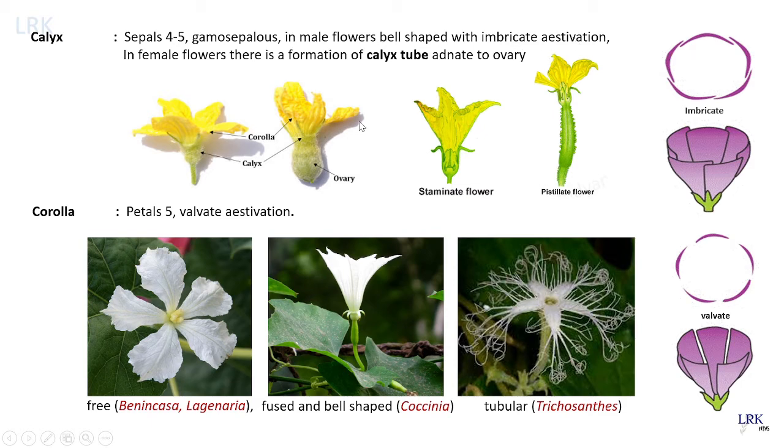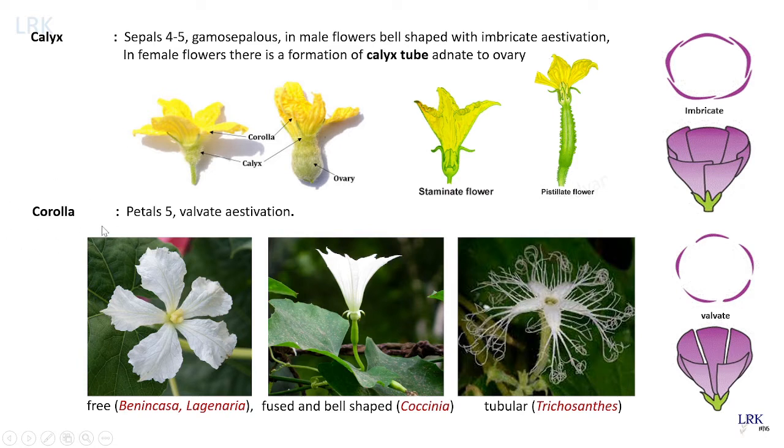So these male flowers are gamosepalous, bell-shaped, and show imbricate aestivation, whereas in the female flowers there is a formation of a calyx tube. You can see here, this is the calyx tube, which is adnate to the ovary, and it shows valvate aestivation. So this is regarding the calyx.